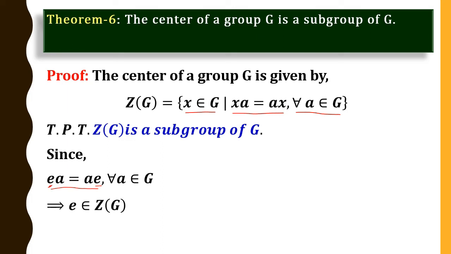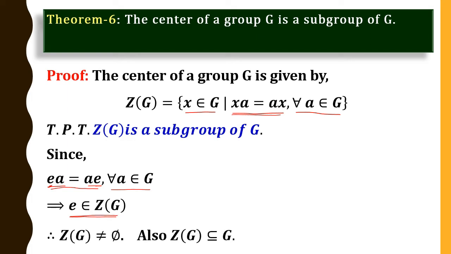Therefore, we can say E belongs to Z of G. When we say an element belongs to Z of G, it must satisfy this condition, that is XA is equal to AX, and it must be true for all A belongs to G. Here EA is equal to AE, and it is true for all A belongs to G. Therefore, we are saying E belongs to Z of G.